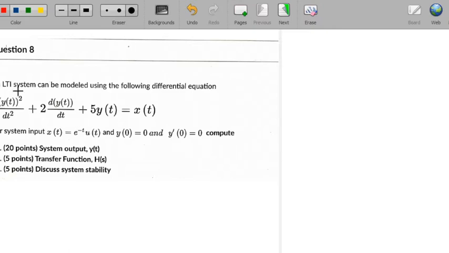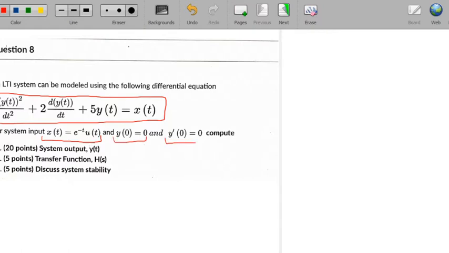So friends, here in this question we are seeing that an LTI system can be modeled using the following differential equation. This is the differential equation we have. Here we have an input x of t equal to e to the power minus t u of t, y of 0 is given and y dash 0 is given. The first question is the system output, second is the transfer function, and third is to discuss system stability.